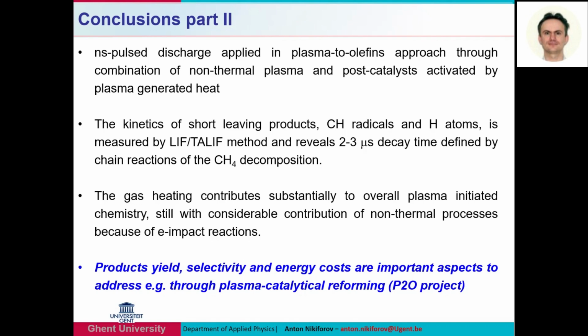Based on the kinetics of short-living products, we see that they have a 3 microsecond decay time defined by chain reactions of methane decomposition. Gas heating contributes substantially to the chemistry, but it's not that all chemistry is defined by gas heating. There is a substantial amount of reactions, and a substantial amount of products, which are formed because of electron impact processes. Of course, product yield, selectivity, and energy cost are still important aspects, and they need to be addressed. For instance, in our case, we are trying to address them by coupling plasma with catalytic reforming.